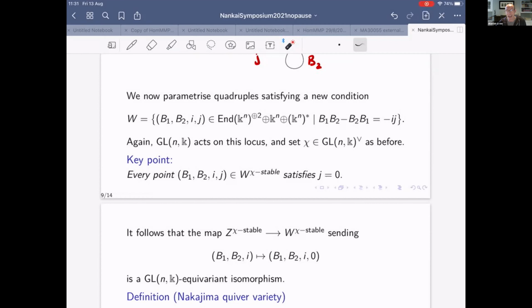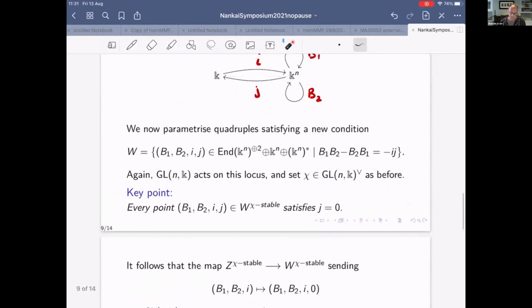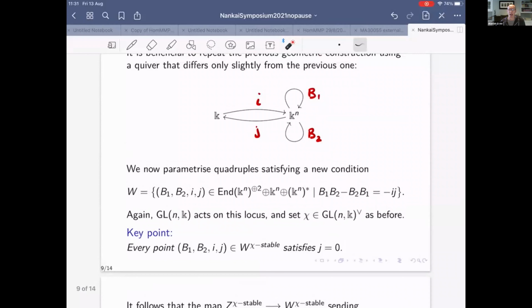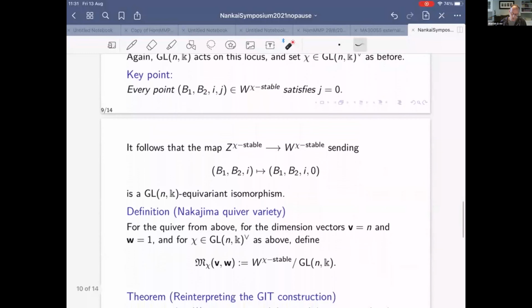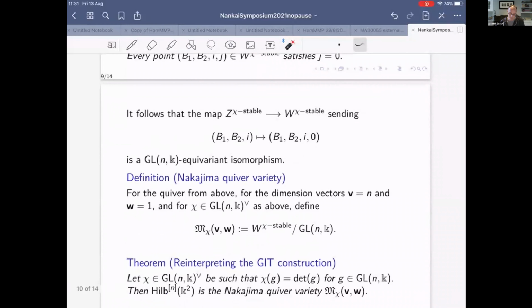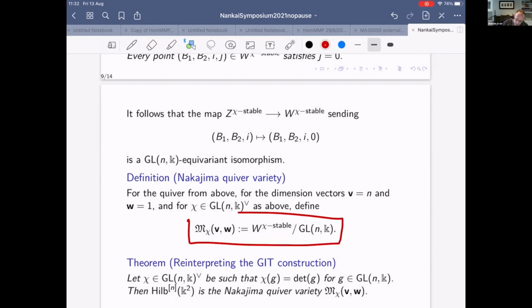Okay, so we've got an ever so slightly different way of viewing the Hilbert scheme of points in the plane. Namely, we can throw in this extra arrow if we wish. What do we gain from that? Well, let's pause just to define notions. So for this quiver with this extra arrow going backwards, and for these choices of dimension vectors, so I put n at one vertex and 1 at the other vertex, and for exactly the same character chi as before, then we have this guy here is what's called a Nakajima quiver variety.